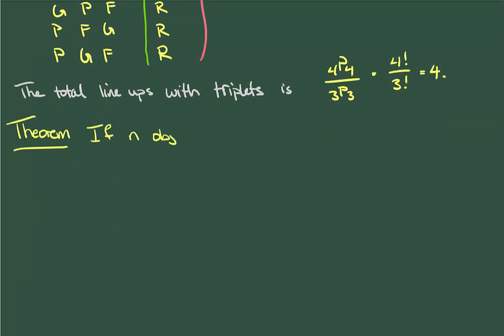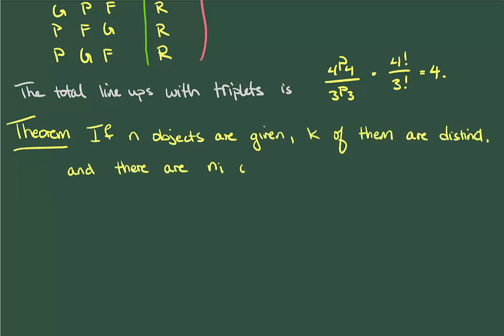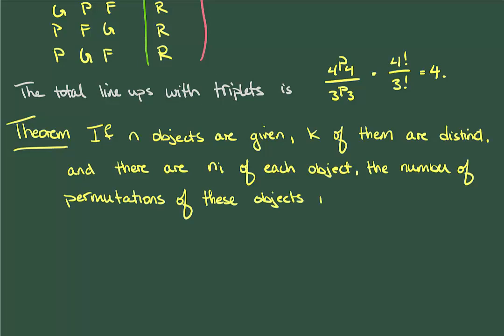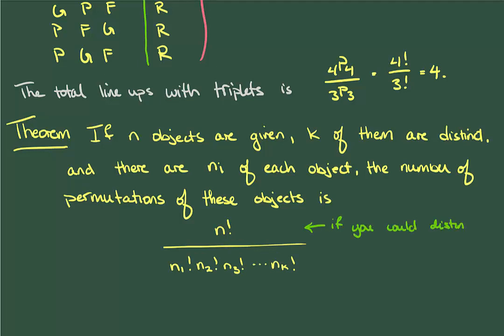In general, the way this works, let's say you're given n objects and you know that k of them are distinct. For each of those distinct objects, let's say that there are n sub i of them. Then the total number of possible permutations of these n objects is as follows. Here, the numerator is counting the total permutations if we could distinguish every single object, and the denominator is counting the number of times that we've overrepresented each object.